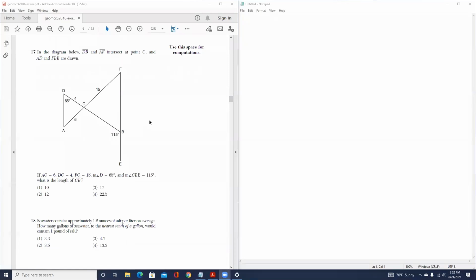Let's move on now to question 17. From the diagram below, D, B, and AF intersect at point C, and AD and FBE are drawn. If AC is equal to 6, DC is equal to 4, FC is equal to 15, the measure of angle D is 65 degrees, and the measure of angle CBE equals 115 degrees, what is the length of CB?